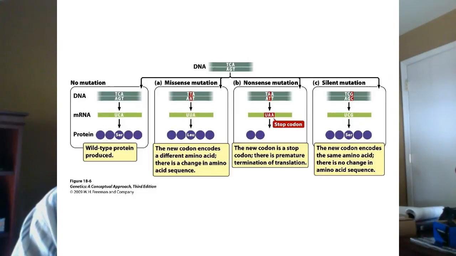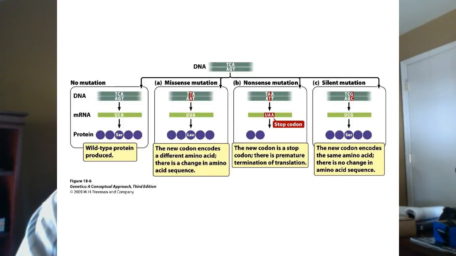Now, if we have a mutation that results in a different amino acid, so in this case, the mutation creates a messenger RNA that's UUA, which codes for leucine, we have what's called a missense mutation. That is, there's still an amino acid there, but it's not the same amino acid that was in the wild type or non-mutated DNA.